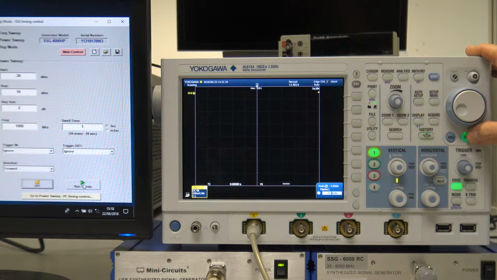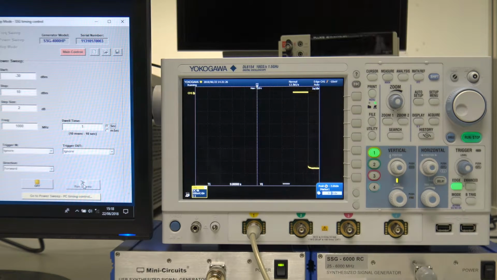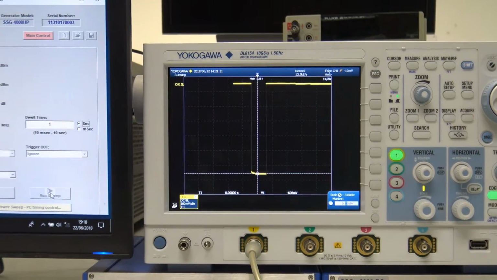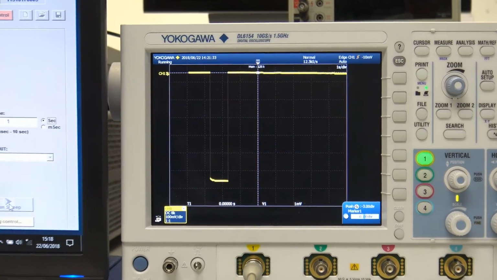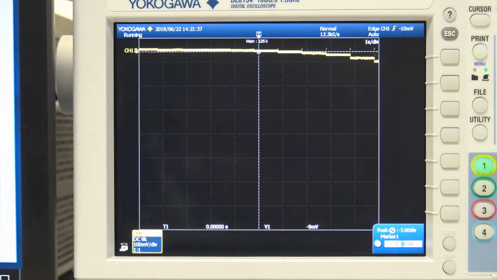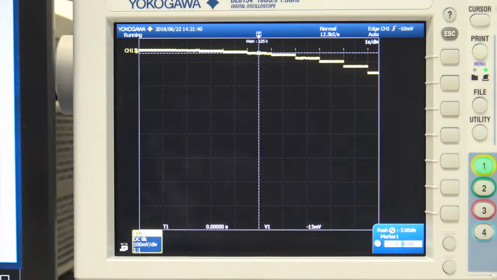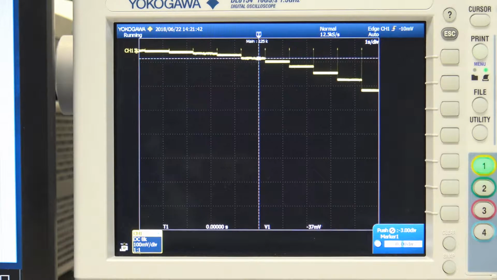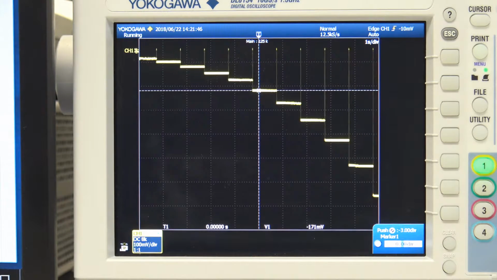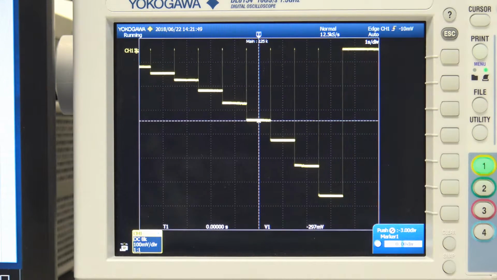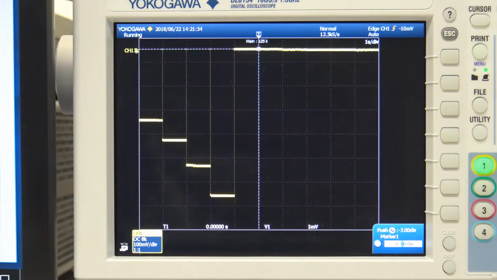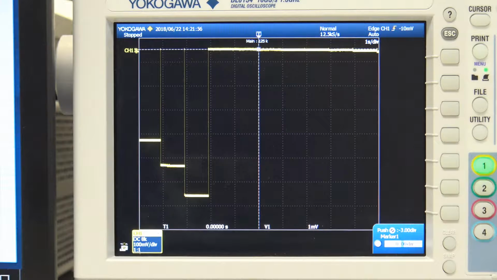I activate the free run trigger and then apply the power. The generator applies first the maximum level, comes back to the minimum and starts to show the different voltage levels for each applied power. So we are going now at 50 millivolts, now 120, 170, 300, and the maximum voltage is around 600 millivolts.